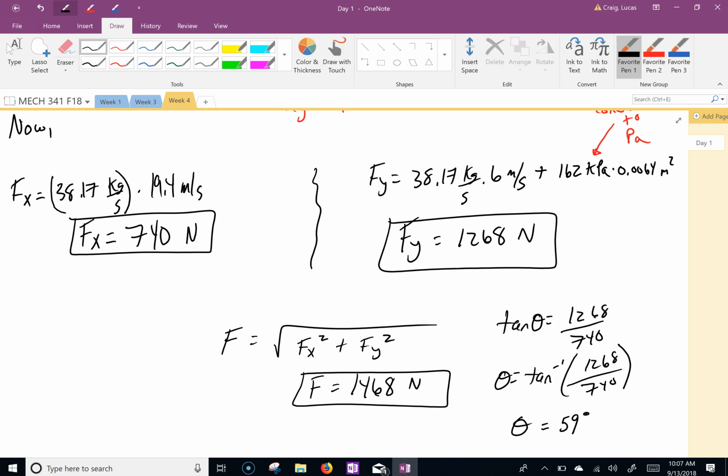That just shows you that the resultant force is at an angle of 59 degrees from the horizontal. So now you have these forces. You can then design whatever to withstand that type of force in those directions.